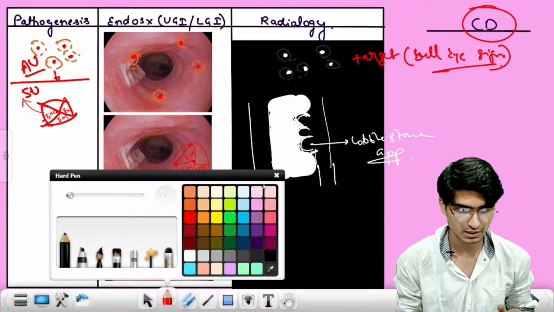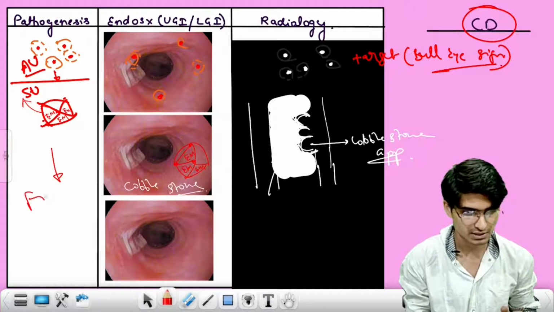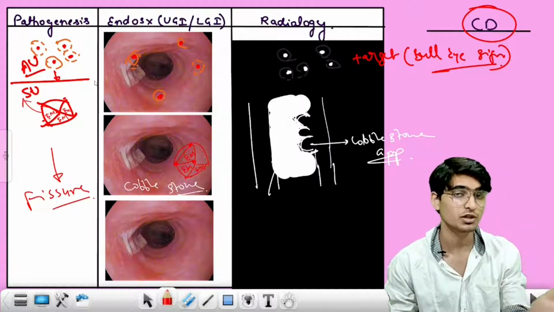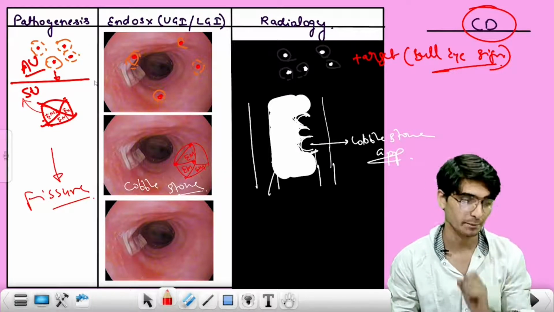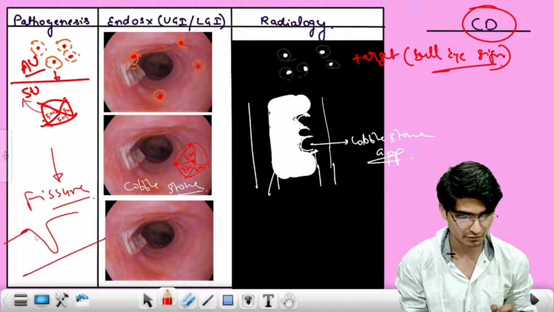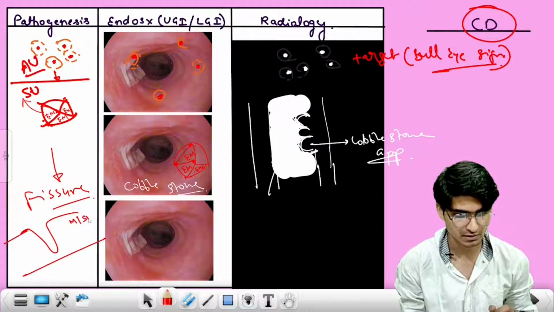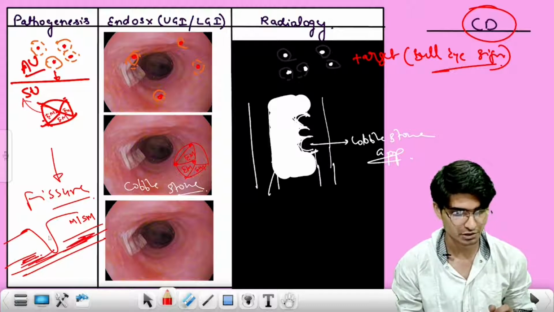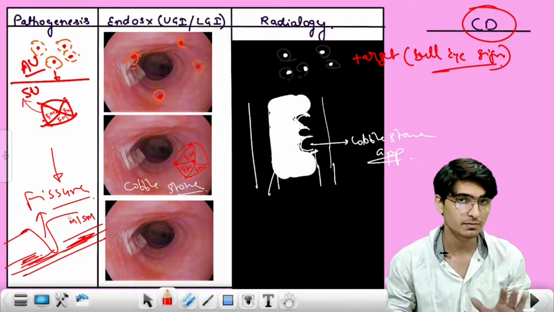Now we will go for the third presentation, which is the fissure formation: the transmural fissures and the ulcers which reach up to the muscularis propria, right? So this is the gut wall, and these are the fissures. This is mucosa and submucosa, and this is the layer of muscularis propria, and that is our fissure. Okay, that is the third presentation, right?